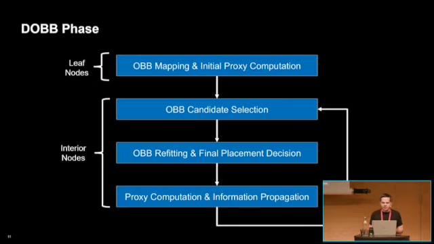So how does this phase work? It consists of 4 steps. The first step happens at the leaf nodes, where you can do everything in parallel and compute it in isolation. It's the OBB mapping and initial proxy computation. Then you select an OBB candidate.